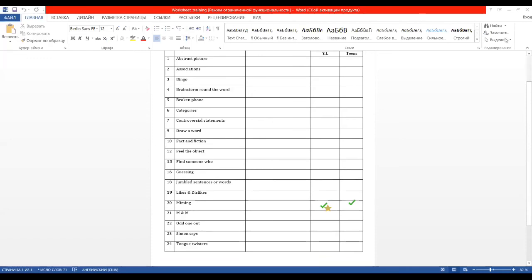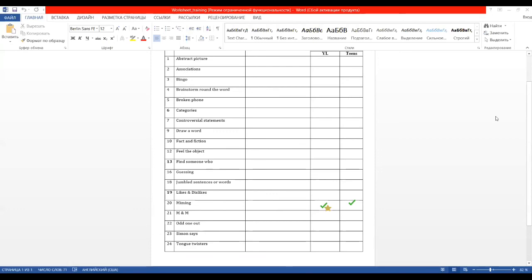M&Ms. Who has used it? Who has used it with M&Ms? Let me see. Oh, Tatiana. So, good. So those people who used it, put plus if your students liked it and minus if your students disliked it.